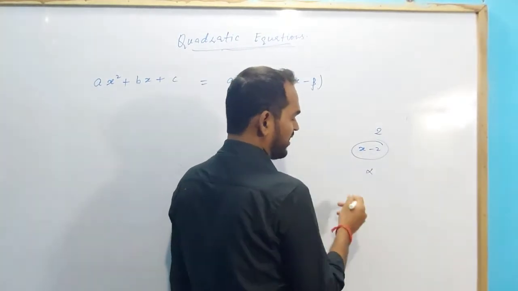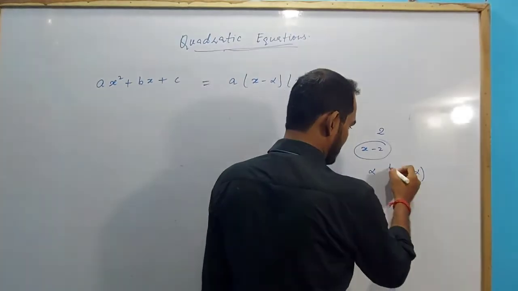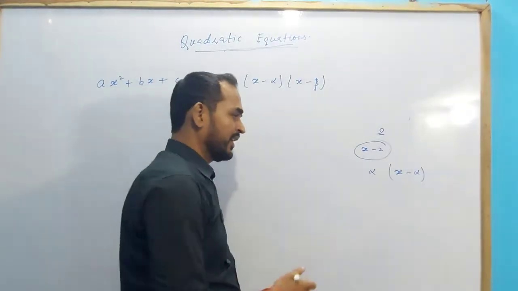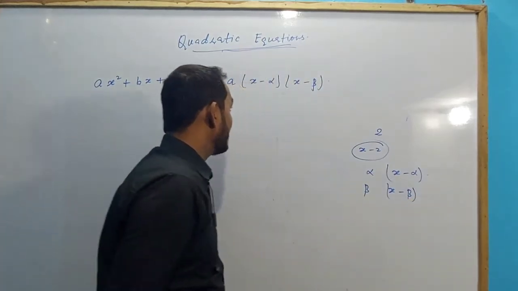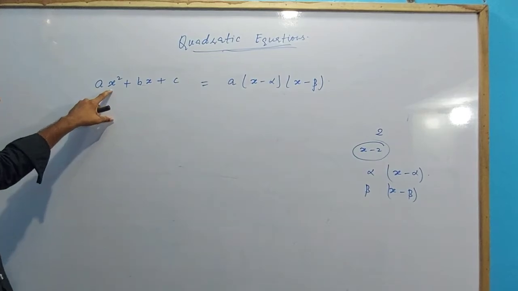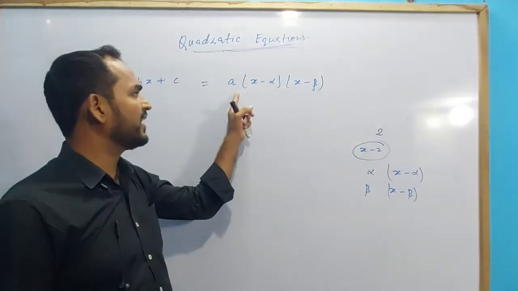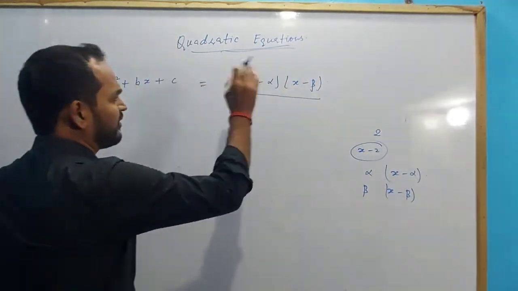Similarly, if alpha is the zero or the root, then x minus alpha will be a factor. And if beta is the root, then x minus beta will also be a factor. And here a is the constant term, the coefficient of x square. We'll multiply it with a and then it becomes a into x minus alpha into x minus beta.